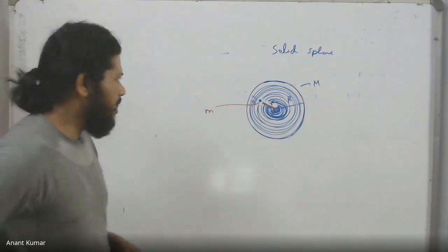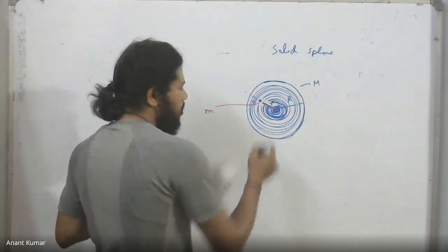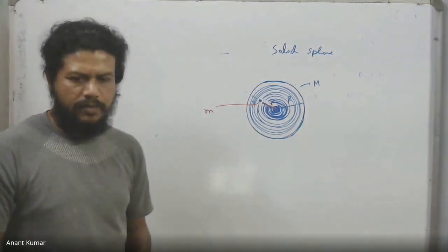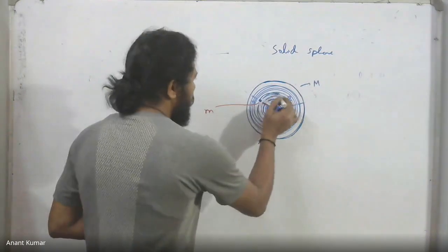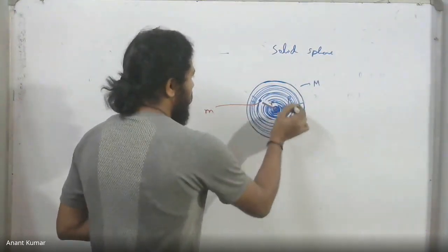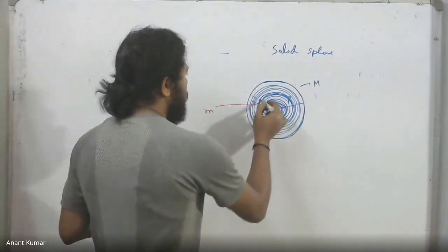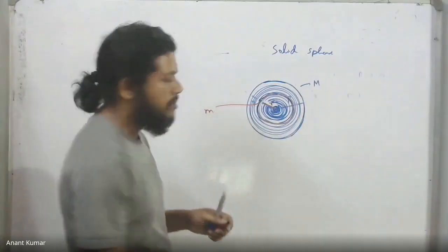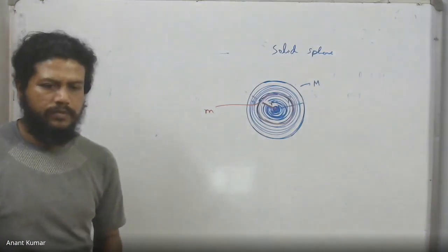So what I can do is consider each of those shells whose radii is less than small r as a point mass at the center, which implies I have to consider the mass present within the radius small r, take that up, and put that total mass over there as a point mass at the center, not capital M, but the part of the sphere which is inside the radius small r.